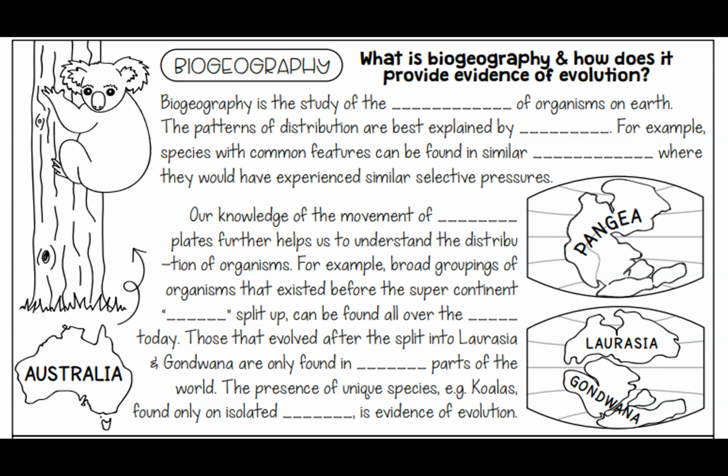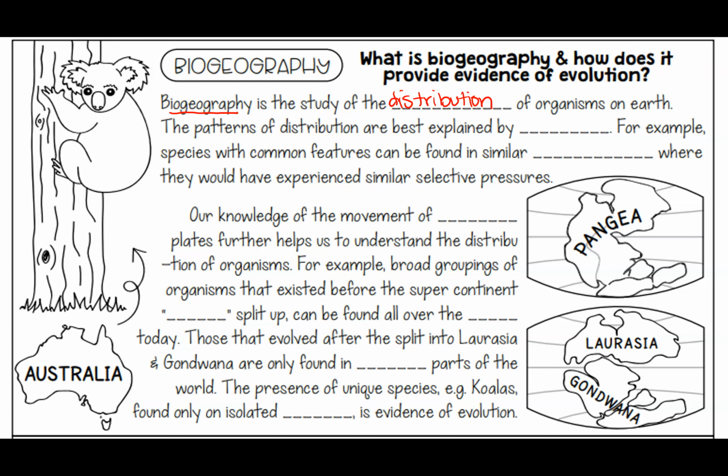So, biogeography is the study of the distribution of organisms on the earth. So, how are organisms distributed in different areas on continents and in oceans and all over the place? Are there certain organisms that are concentrated in one area? Are they not? And when did they get to that area? How did they get to that area? That's what we're talking about with biogeography.